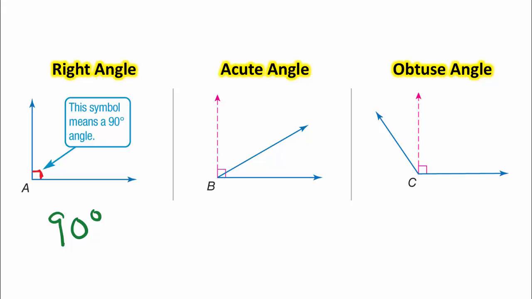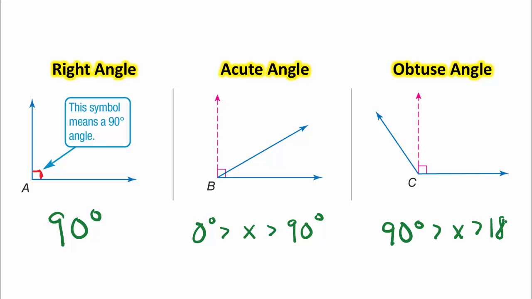Now, the measure of an acute angle is greater than 0 but less than 90 degrees. So anywhere in between 0 and 90. It cannot equal 0 or 90 degrees. That would be an acute angle. An obtuse angle, as you can see, is greater than 90 degrees but less than 180 degrees. So again, you see here's the right angle. An obtuse angle is going to be greater than 90 degrees.